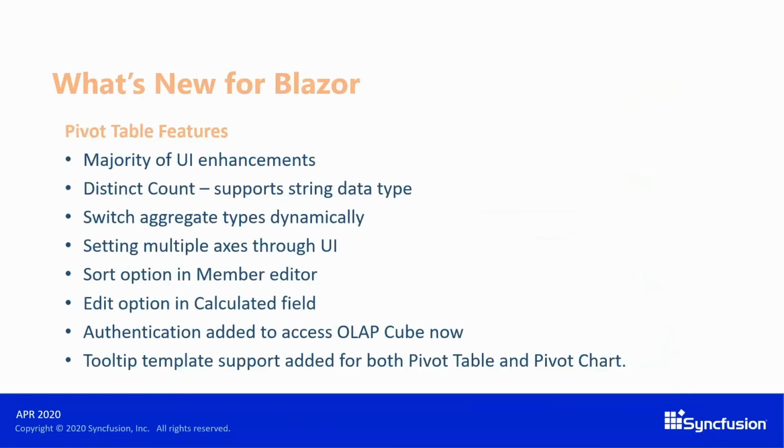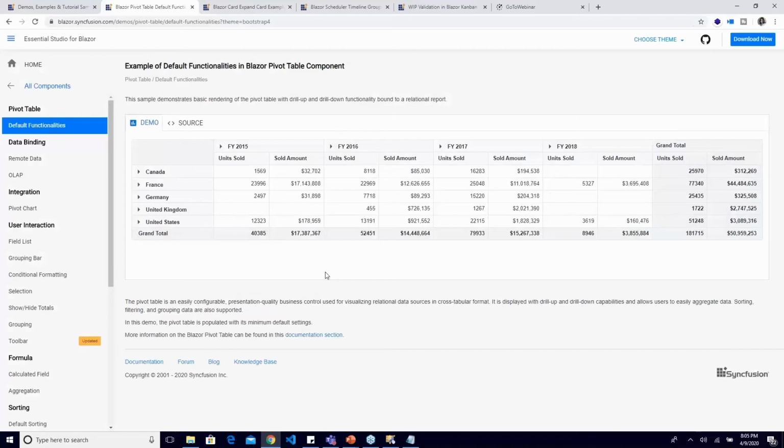Next, I'll proceed with the new updates for the pivot table component. With the pivot table component, in this release, we have done the majority of the UI related enhancements. So I'll go through all these features with examples so you can understand them better. As I said earlier, we have done most of the UI related enhancements. You can notice here the color enhancements done for every cell to differentiate them.